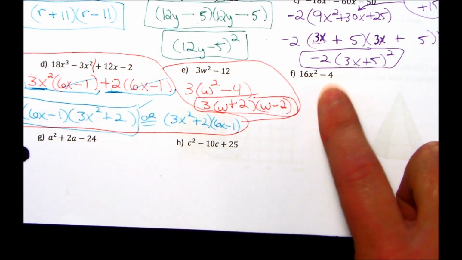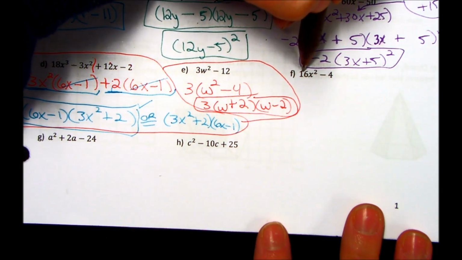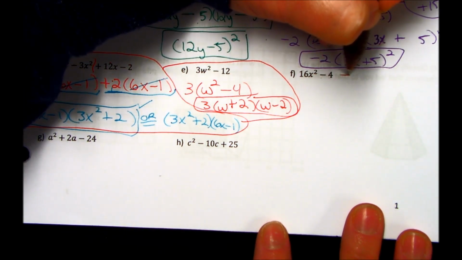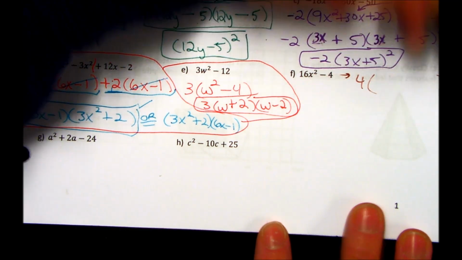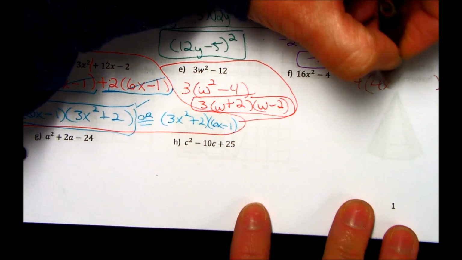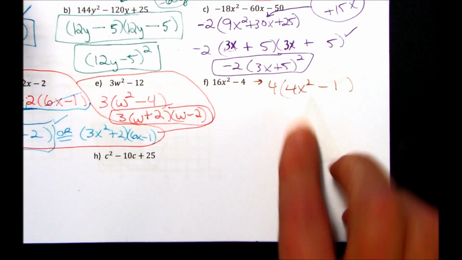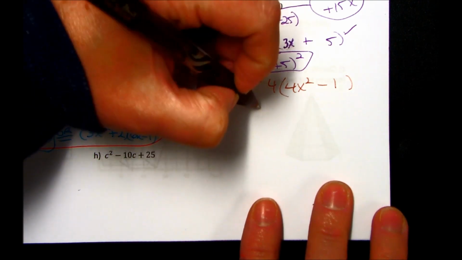And then letter F is the same type of problem. It's just another example. 4 could be factored out of both terms. So if I factor out a 4 from the 16 and from the 4, I will get 4x squared minus 1, which again now gives me a difference of squares. So that 4 that's out front just stays there.